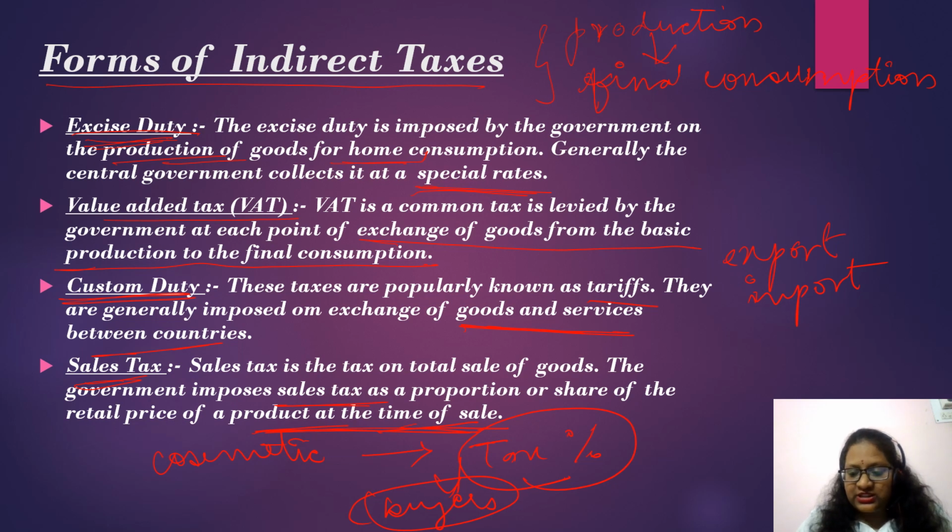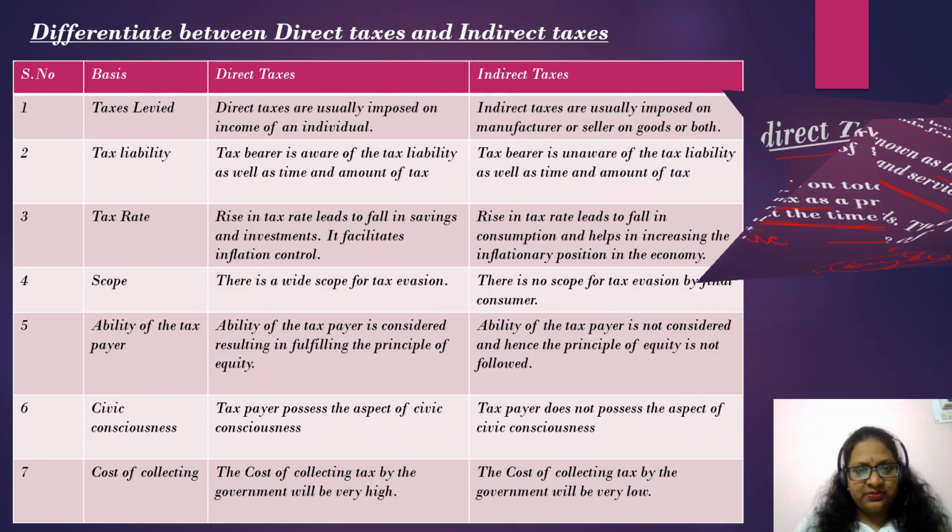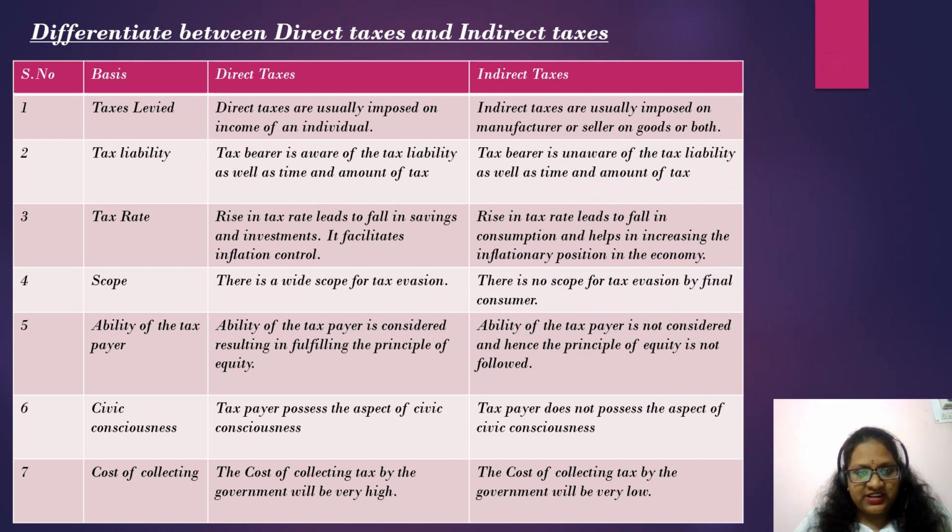So now let's see what are the basic differences between direct tax and indirect tax. Differentiation between direct tax and indirect tax. The first one would be tax levied. Here direct taxes are usually imposed on the income of an individual. It is only imposed on an individual, but in indirect taxes it is imposed on the manufacturer or the seller of the goods. As I said, a direct tax is imposed on one particular person.